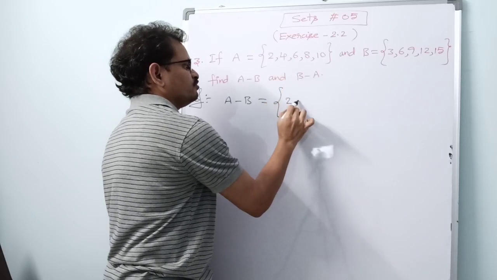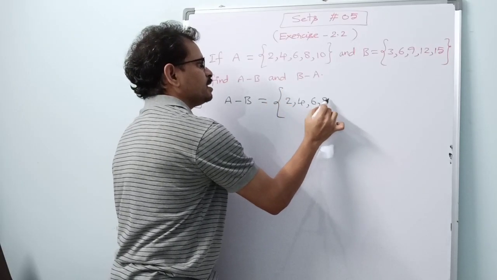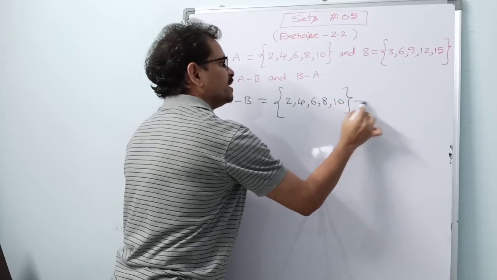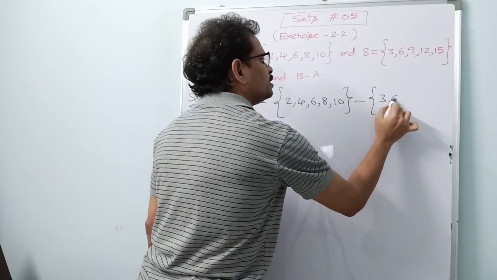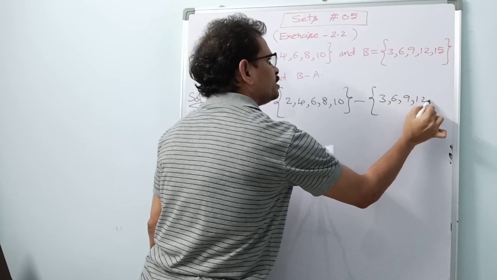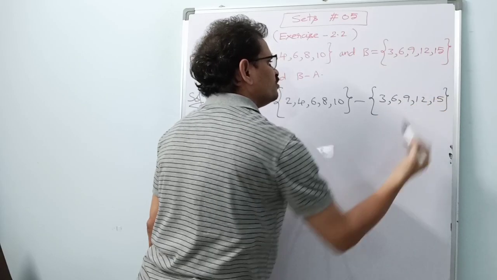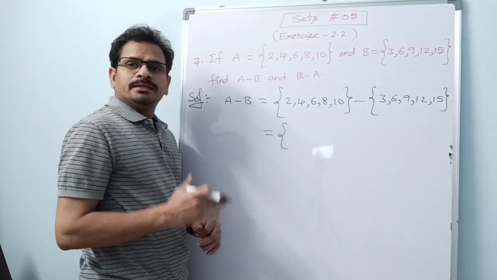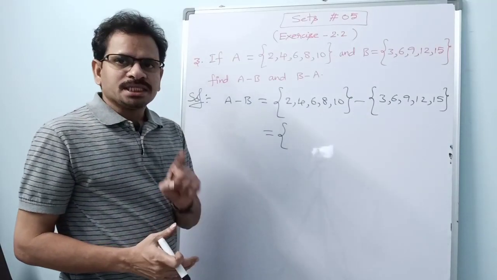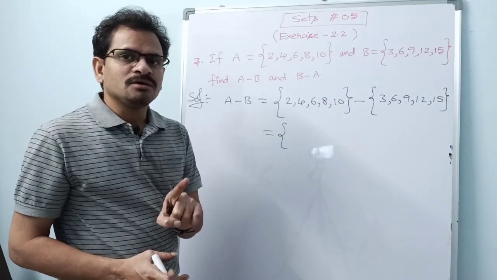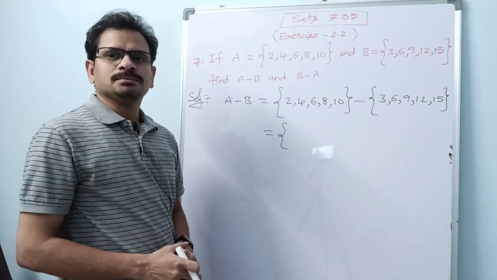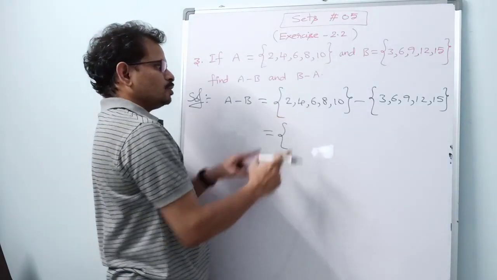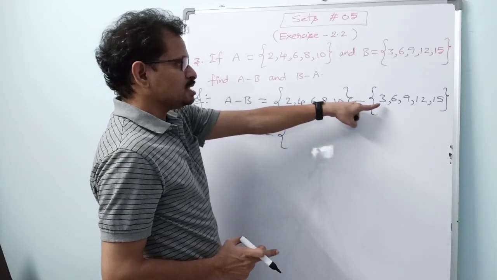Let us write A first. A equals 2, 4, 6, 8, 10, minus B, which equals 3, 6, 9, 12, 15. A minus B gives us a new set which contains elements of only A. Those should not be part of B at all. That is the case. So 2 is there in A, 2 is there in B?